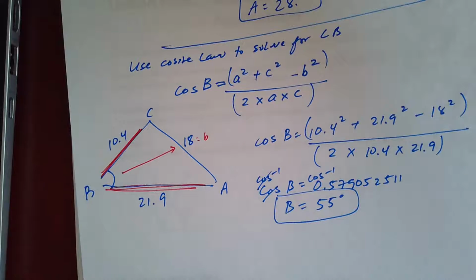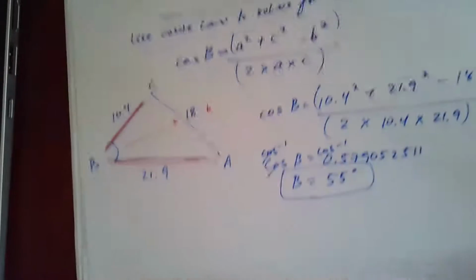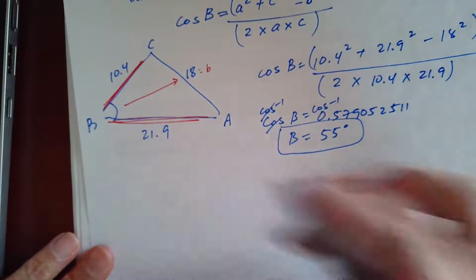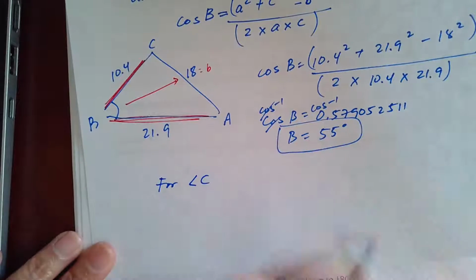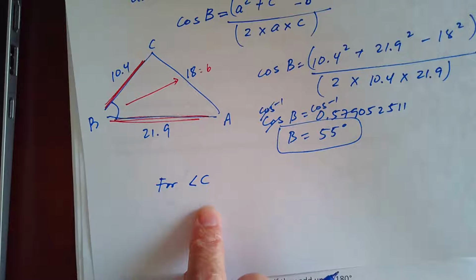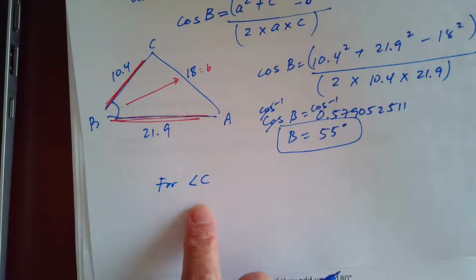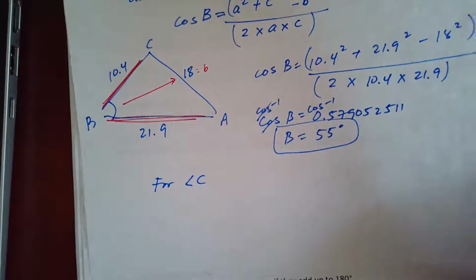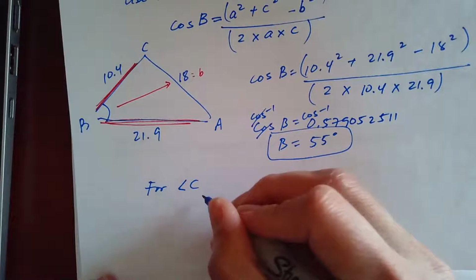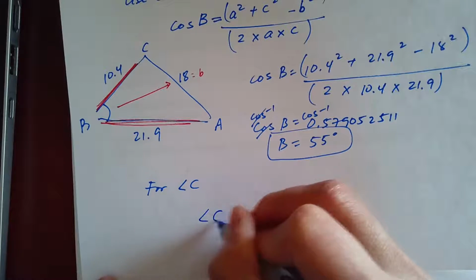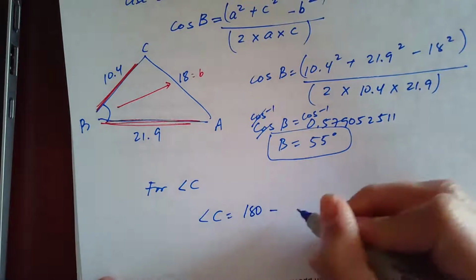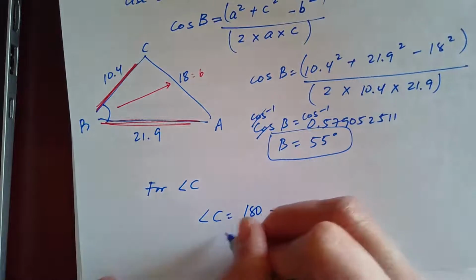Now, I have so many possibilities for angle C. I can use cosine law again, or I can use sine law. And the other possibility is, because I have angle A and angle B, I can use the rule of 180 to solve that. So I'm going to pick the easiest one of all. So I'm going to use rule 180. So angle C is 180 degrees minus 28 minus 55.